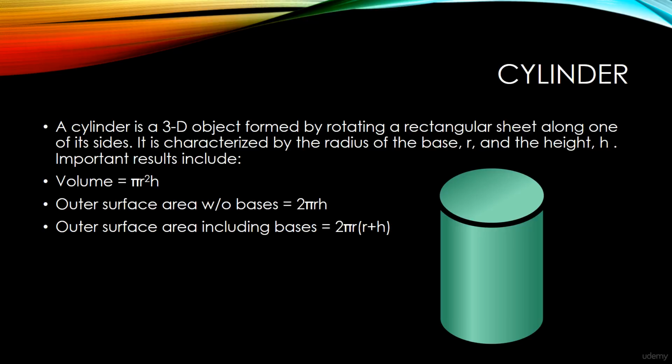A cylinder is a 3D object formed by rotating a rectangular sheet along one of its sides. It is characterized by the radius of the base r and the height h. Important results include volume is equal to pi r square h, outer surface area without bases is equal to 2 pi r h, outer surface area including bases is equal to 2 pi r into (r plus h).